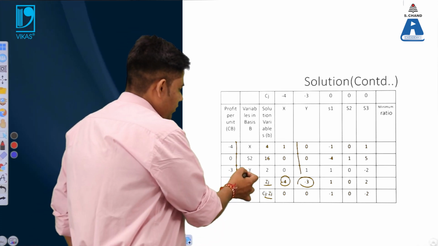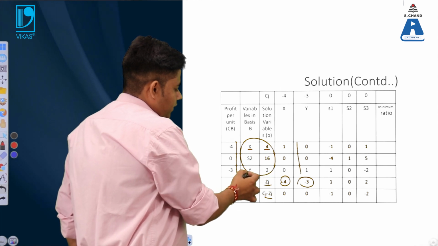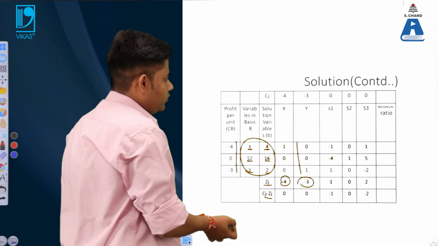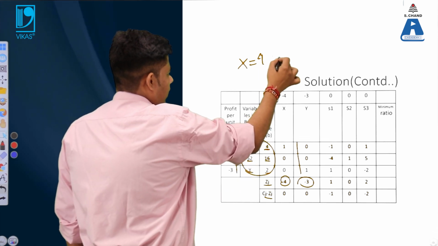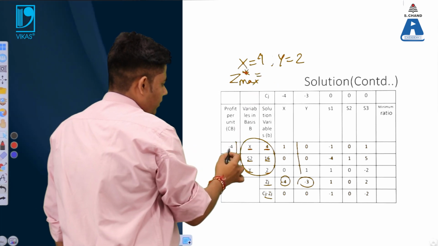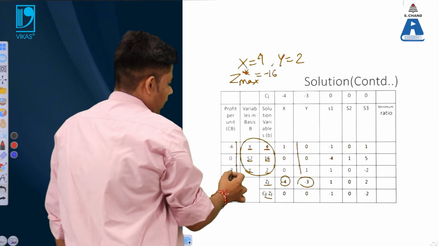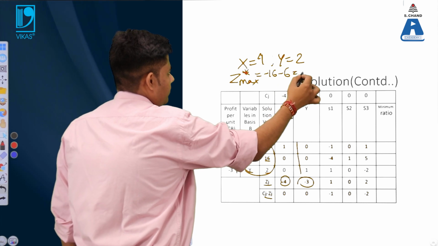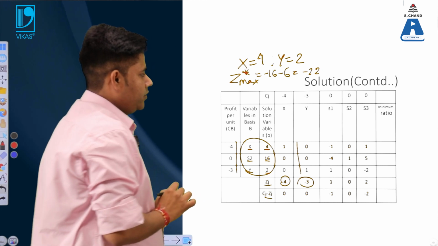So, what would be the solution? Your solution would be this: the x value is 4, the value of y is 2, and the value of s2 is 16. Ultimately the S2 value has no role. The solution is x value of 4 and y value of 2, and z star max would be minus 4 into 4, which is minus 16, and minus 3 into 2 is minus 6. So I'll get a negative number, minus 22.